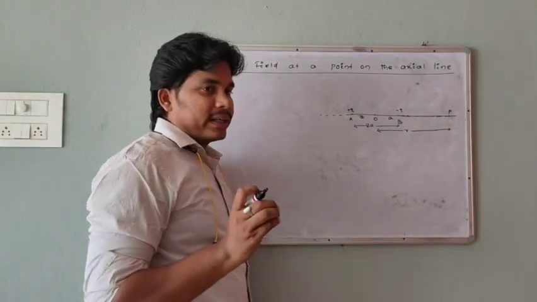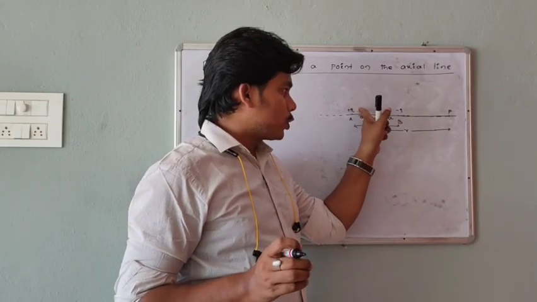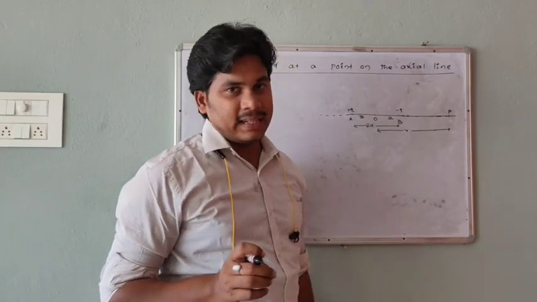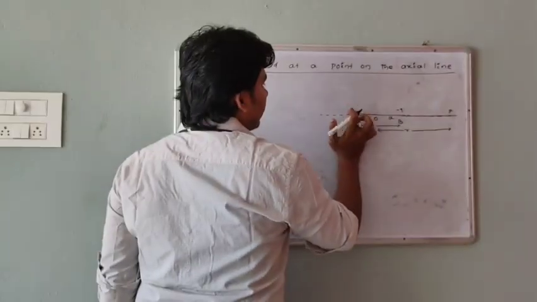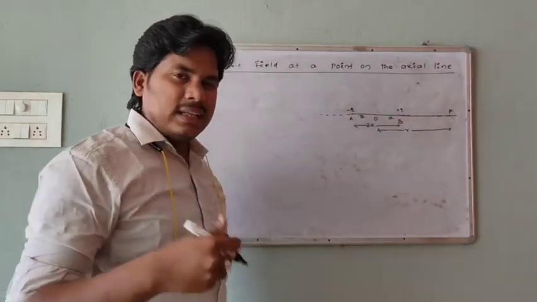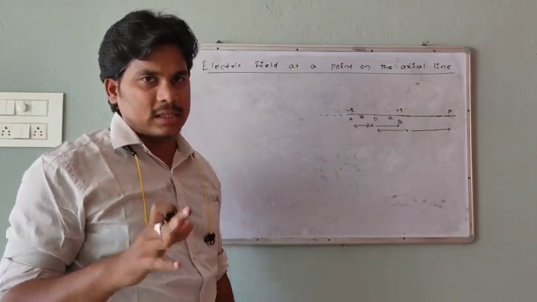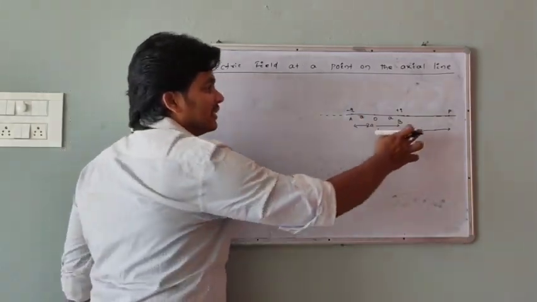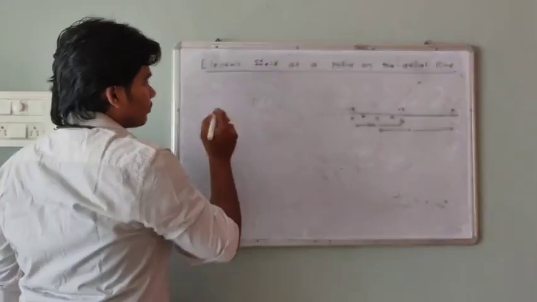Here I am taking the positive charge and here I am taking the negative charge. In most of the books, they take the negative charge here and the positive charge there. For this one, I am continuing with this as the negative charge and this as the positive charge. Now I will find the electric field intensity at point P due to the charge at B.